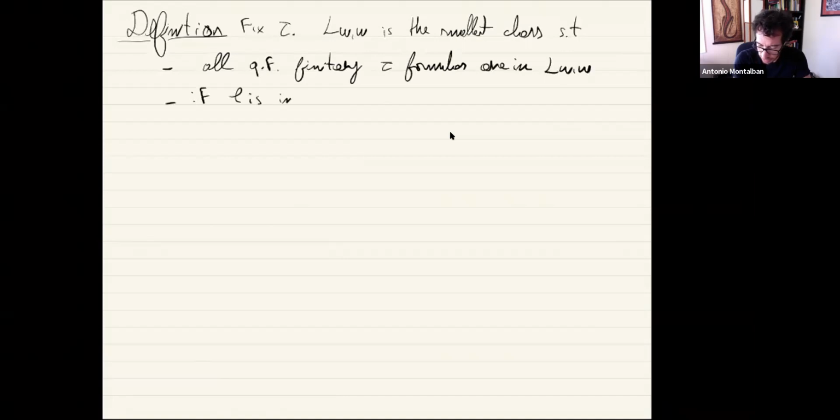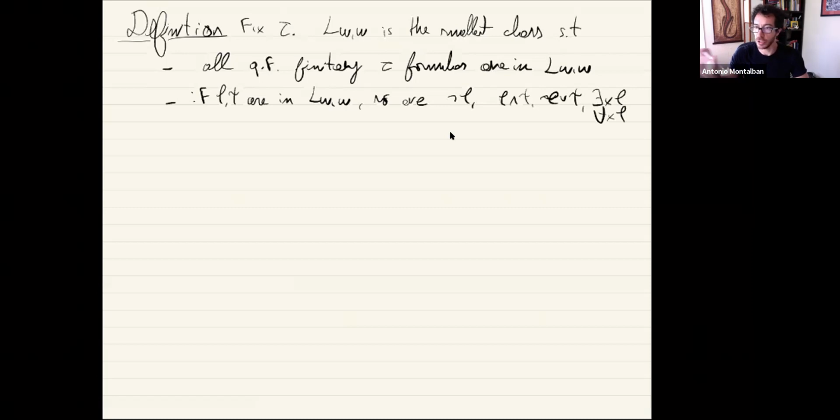If phi and psi are in L omega 1 omega, so are the formulas not phi, phi and psi, phi or psi, exists x phi, for every x phi. So far we have the first order finitary logic. Now the third condition is the interesting one: you can take infinitary conjunctions and infinitary disjunctions. An extra rule that I didn't mention yesterday is that we only allow a finite tuple of free variables. We can only have finitely many free variables in every formula. Even though these formulas are infinite in length, because you can do a conjunction of infinitely many things, we allow only finitely many free variables.